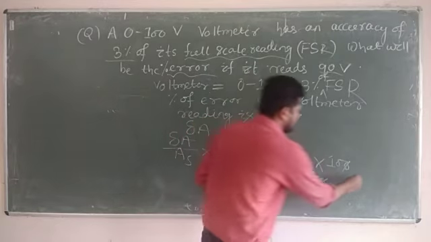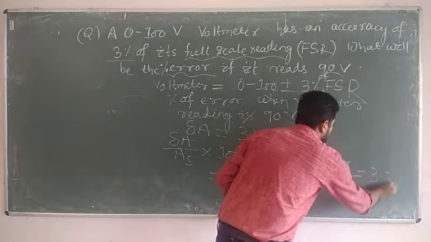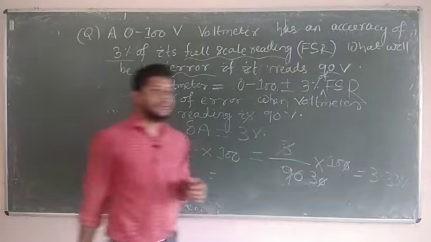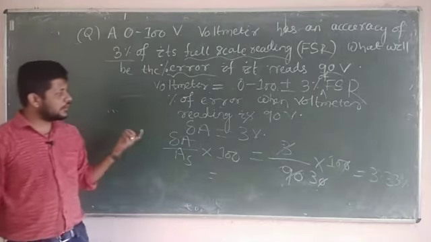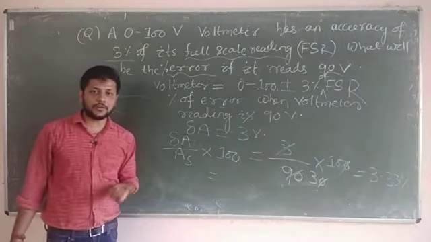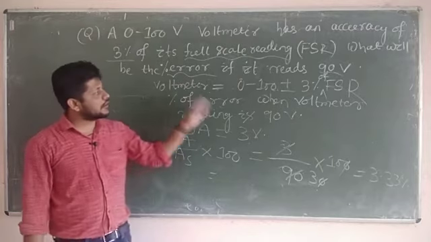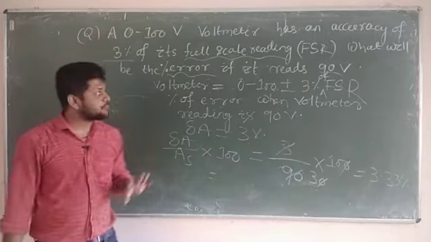So what will be the percentage error? The percentage error is 3.33%. So this is the procedure to calculate percentage of error if at all the question comes like this.